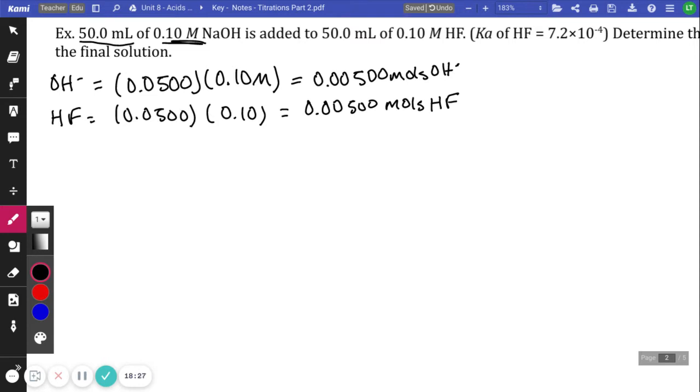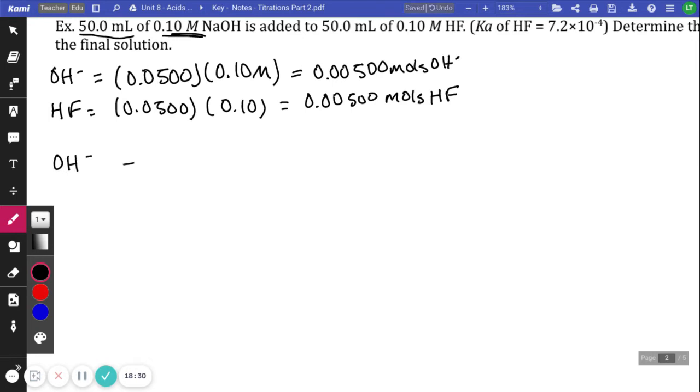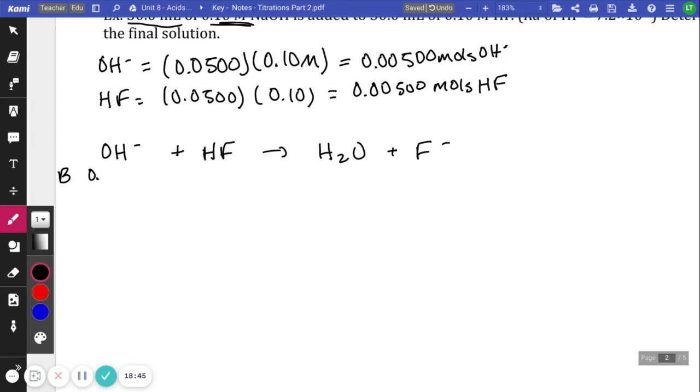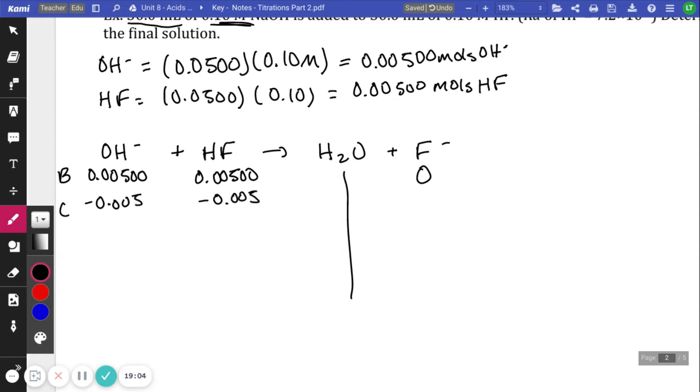So moving in from there, I'm going to go ahead and do my BCA table. So OH minus plus HF yields H2O plus F minus. All right, my before, I'm starting with 0.005 moles of hydroxide, starting with 0.005 moles of HF. Water doesn't matter, and I should have no fluorine. Guys, these are the same, so we're going to subtract the same amount of both of them. And after, we end up with no hydroxide, no hydrofluoric acid, but we do end up with 0.00500 moles of fluorine.